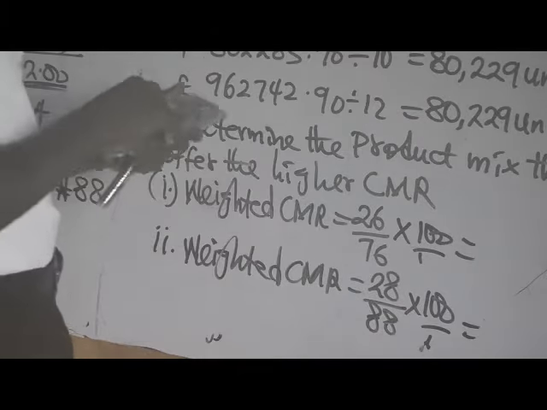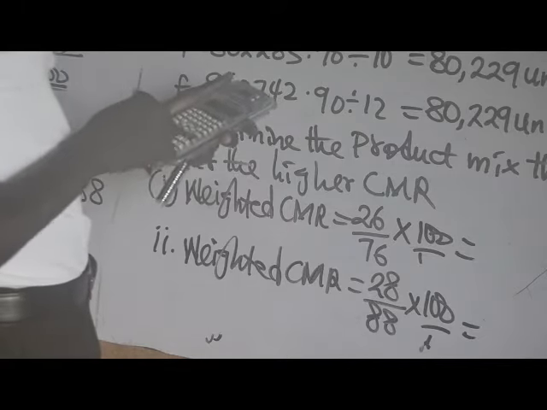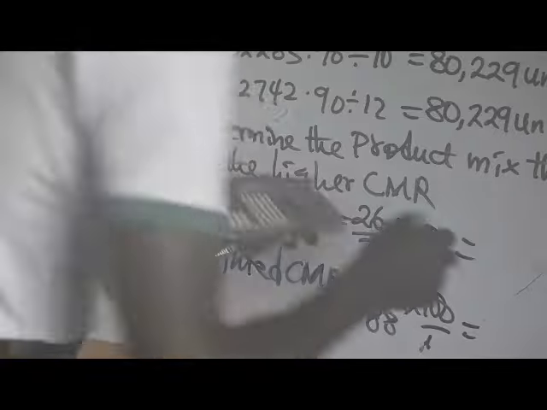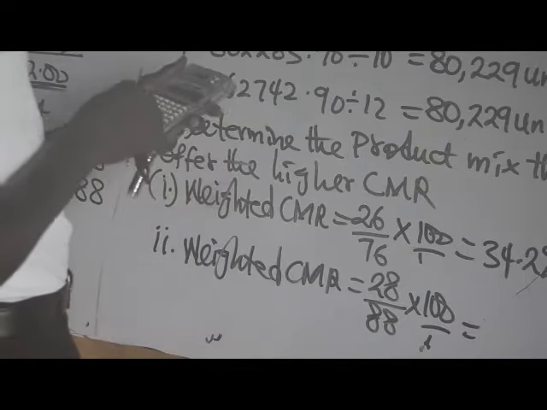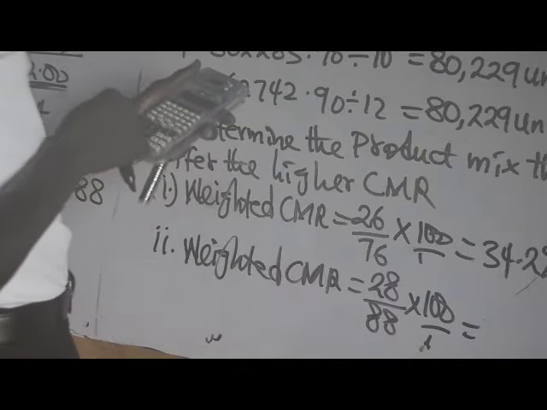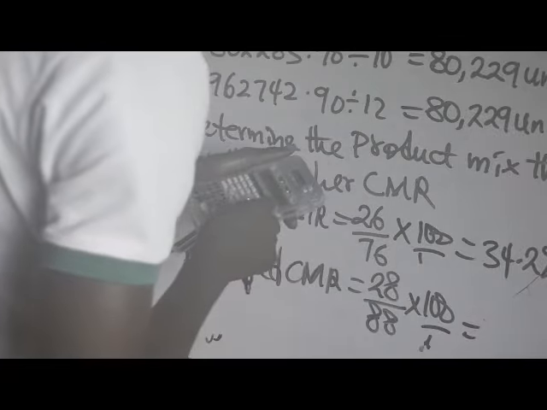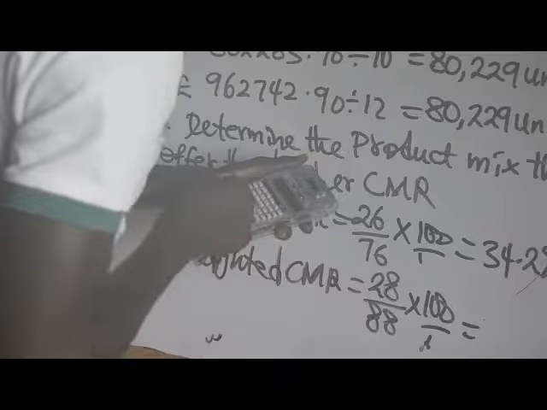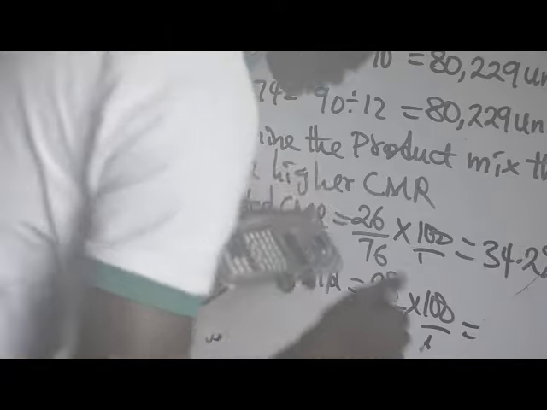So, 26 times 100 divided by 76. That gives us 34.2%. While we have 28 divided by 88 times 100, we have 31.8%.